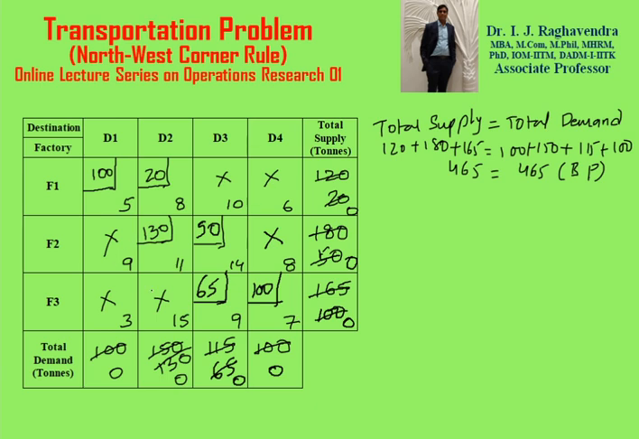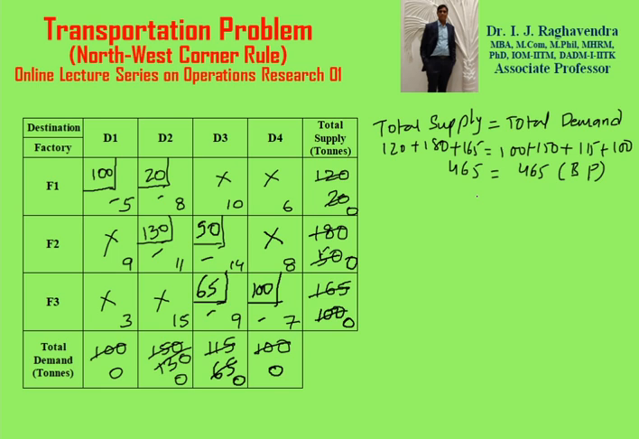And check whether there are any cells left over or not. There are no cells left over, and now the problem is solved. We have 6 allotments, that is F1 D1, F1 D2, F2 D2, F2 D3, F3 D3 and F3 D4.